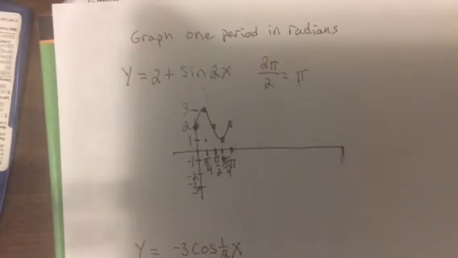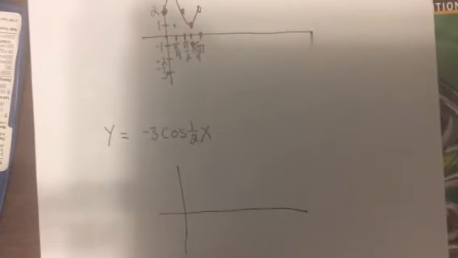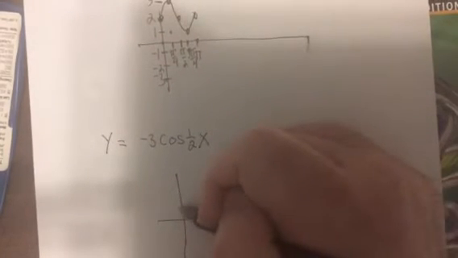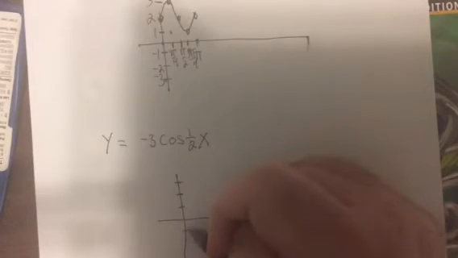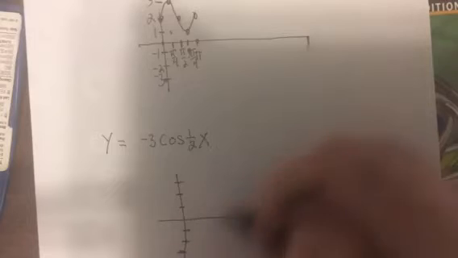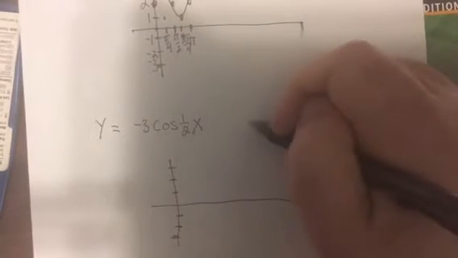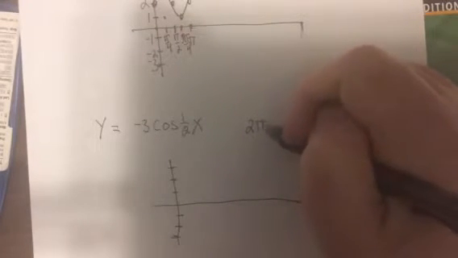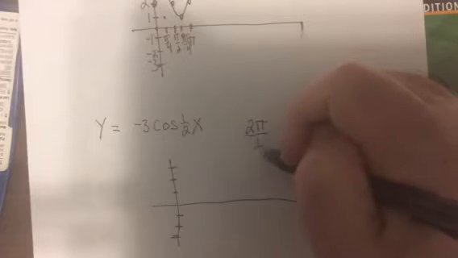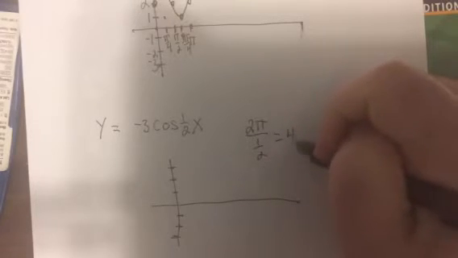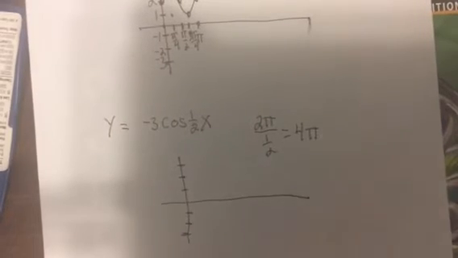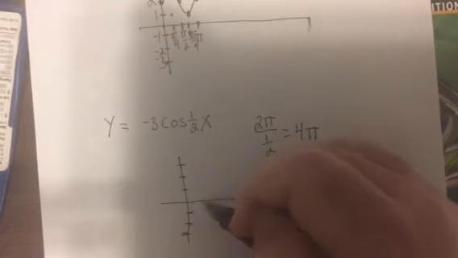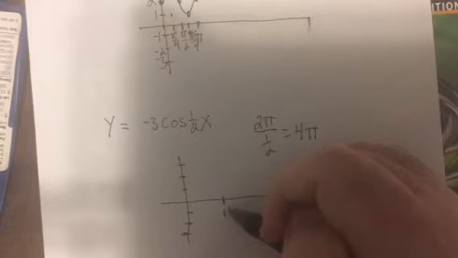So notice it did not stretch. It just shifted. Everything went up. Now this one. Let's see. 1, 2, 3, 1, 2, 3. So we got a period change. Always do that first. So it's 2 pi divided by a half. So that would be 4 pis. So a pi is 3 of these, so that'd be about there.